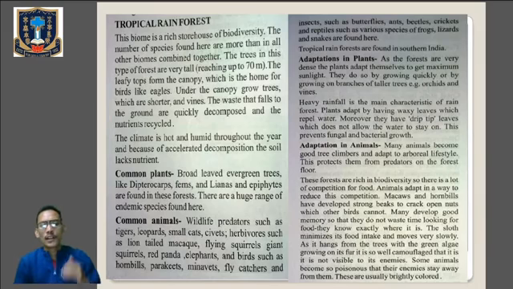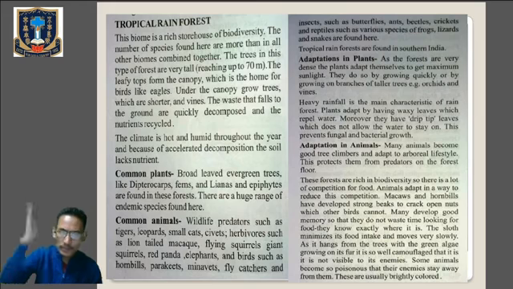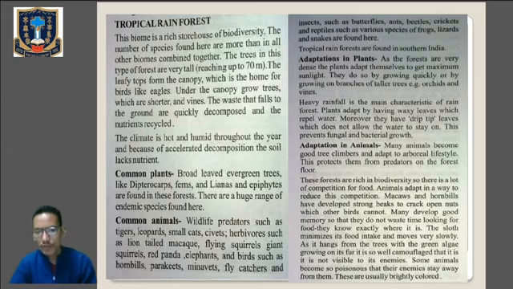Then what are the common plants found in the tropical rainforest? We will find broad-leaved evergreen trees like dipterocarps, ferns, and lianas. Epiphytes means the aerial hanging plants which are present on the trees, like the wild orchids which we have seen on tall trees. The aerial hanging plants are called epiphytes, and these are mainly present in the tropical rainforest.